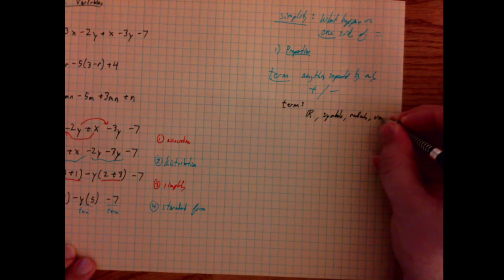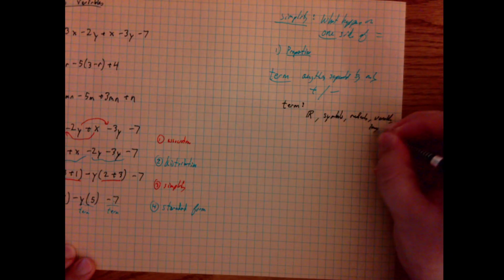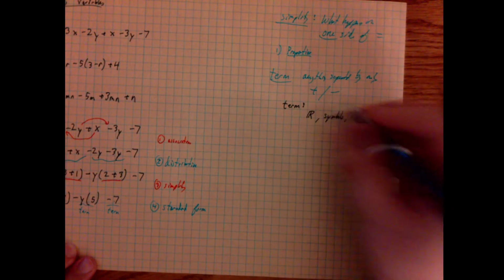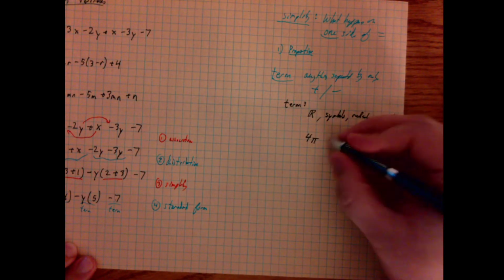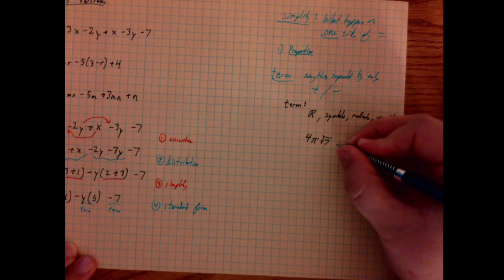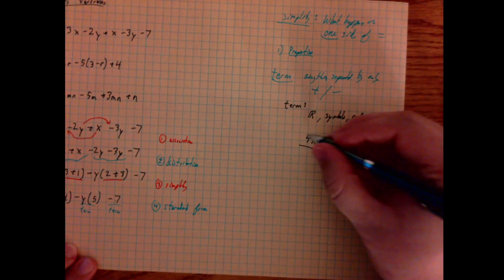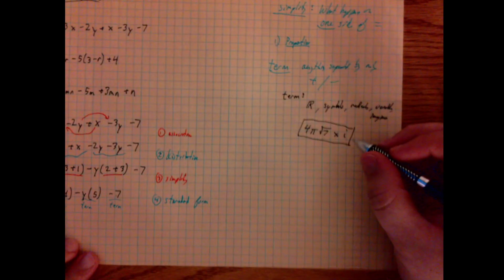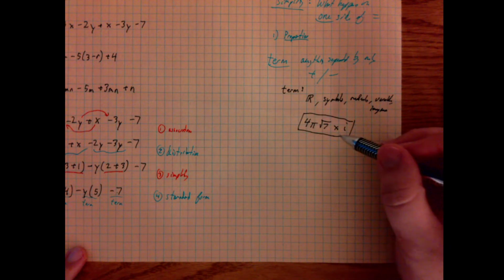Then variables. And then, as we'll eventually talk about, imaginaries. So an appropriate list for a term would be like 4, pi, square root of 7, x, i. This is considered an appropriately named term. Yeah, it's got a lot of pieces, and most terms we're going to talk about aren't going to have all these pieces, but this is the order we would do them in.